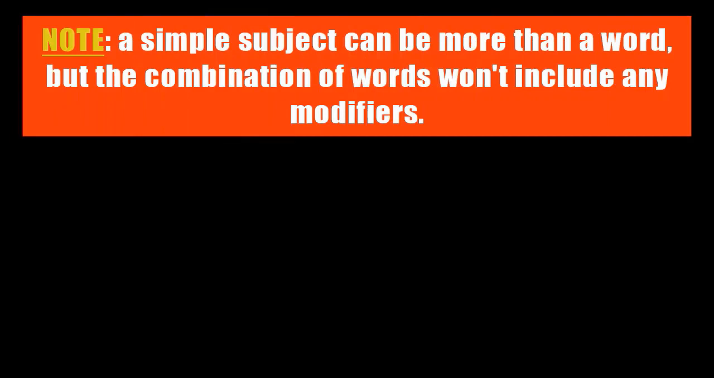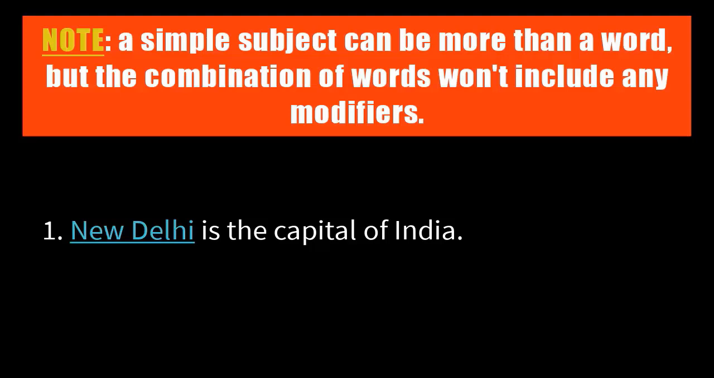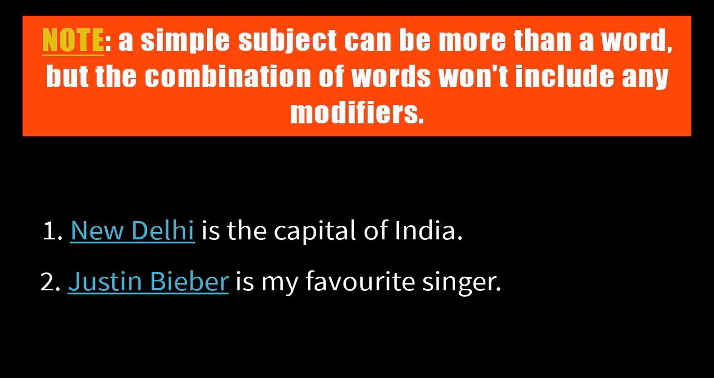Now note this, it doesn't have to be just a word, it can be more than a word. But even if it has more than one word, the combination is not going to have any modifiers. The entire combination is going to work as a name, just one name, all right? For example, New Delhi is the capital of India. New Delhi is a proper name, just one name without any modifiers. Justin Bieber is my favorite singer. Here, Justin Bieber is a simple subject. It does not include any modifiers. So a simple subject generally is one word, but it can be more than a word, and it will not include any modifiers.